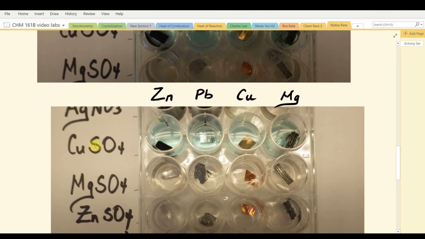Take a look at the second row. Is copper 2 ion depositing on the surface of any of these metals? Clearly you can see a black deposit on the surface of the zinc, and I can see a deposit of copper on the surface of the magnesium. We should also see a deposit of copper on the surface of the lead, because lead is higher on the activity series than copper is.